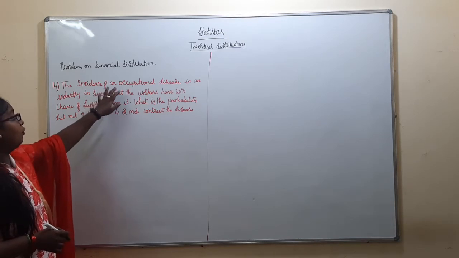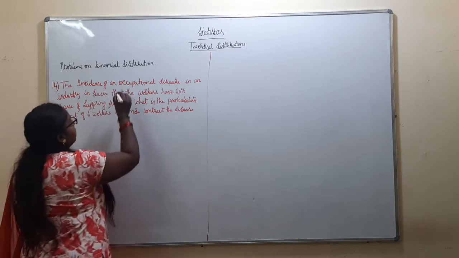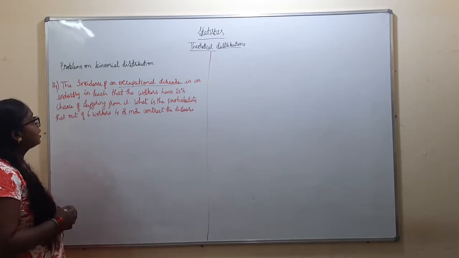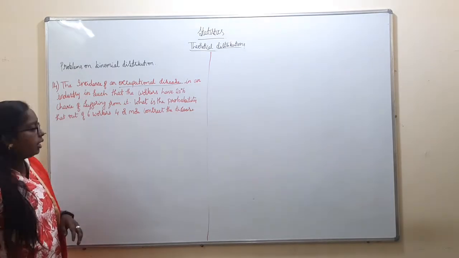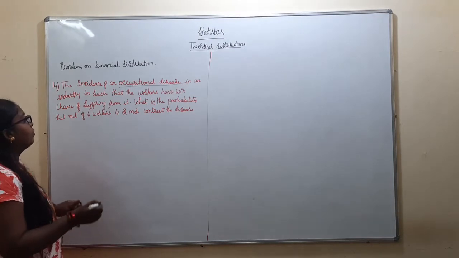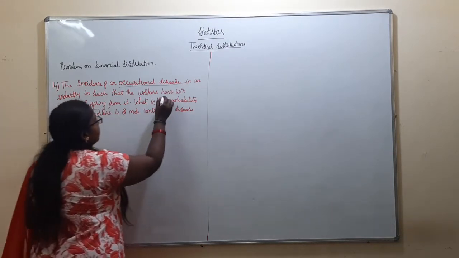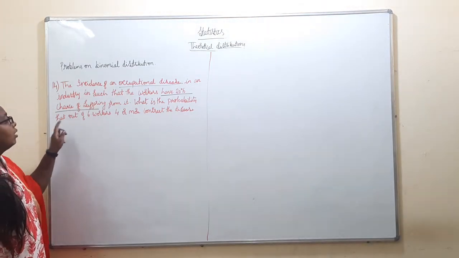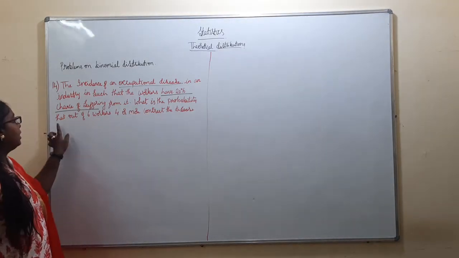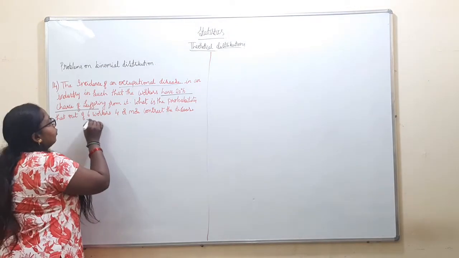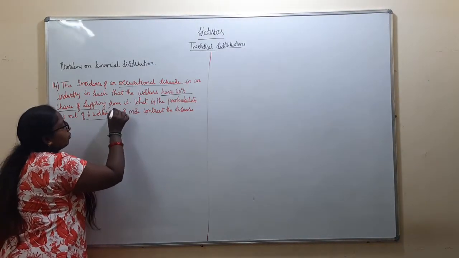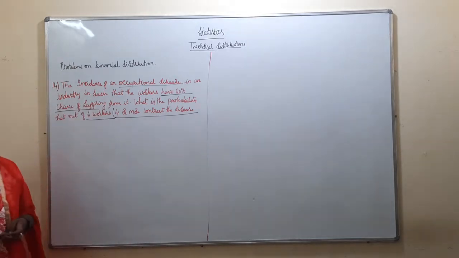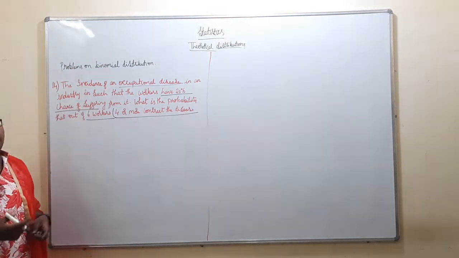The incidence of an occupational disease. In an industry, the workers have a 20% chance of suffering from the disease. So what is the chance here? 20% are suffering from the disease. What is the probability that out of 6 workers, 4 or more than 4 contract the disease?